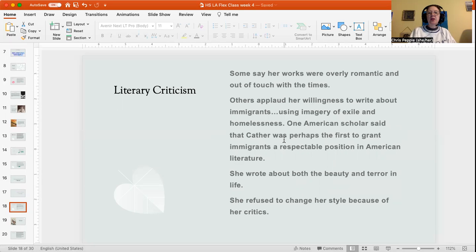One American scholar said that Cather was perhaps the first to grant immigrants a respectable position in American literature. She wrote about both the beauty and terror in life. She refused to change her style because of her critics.